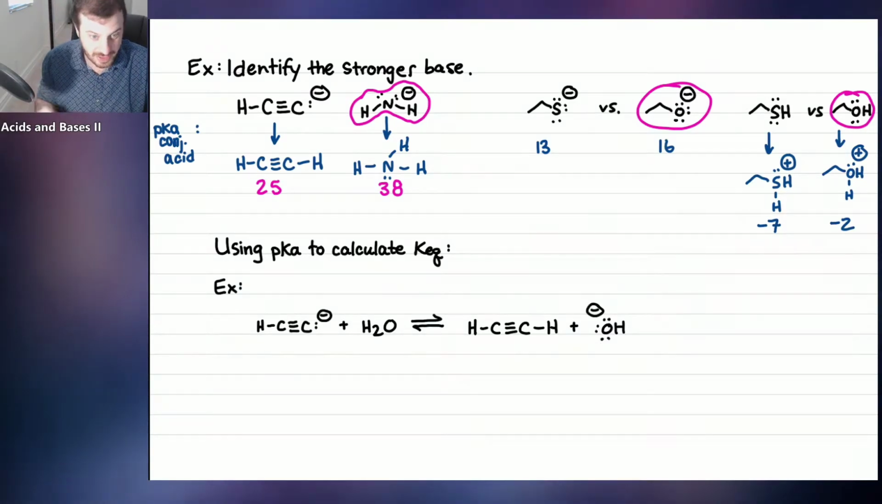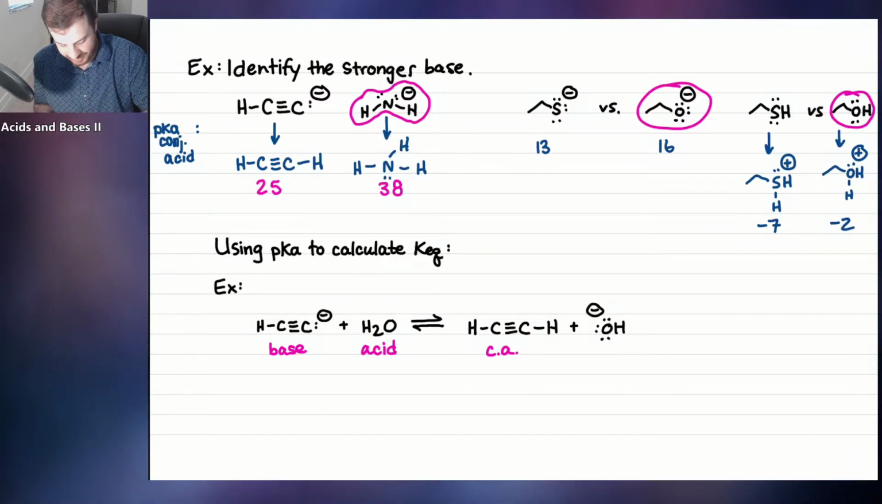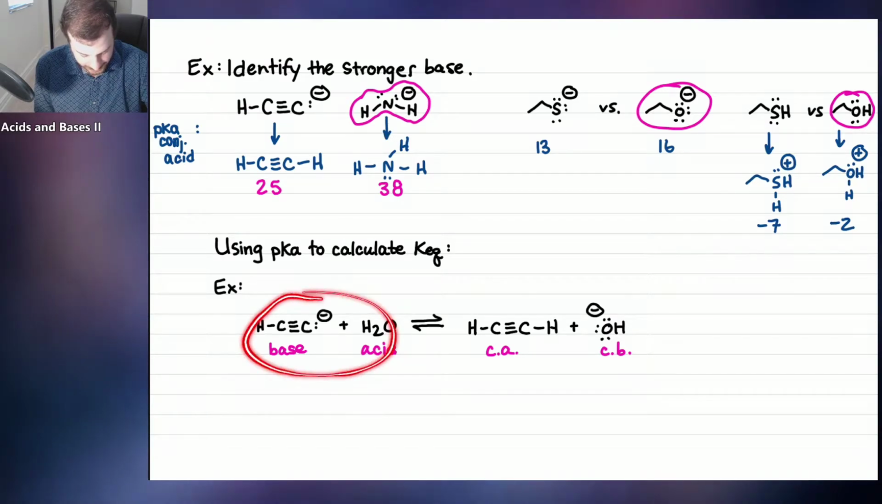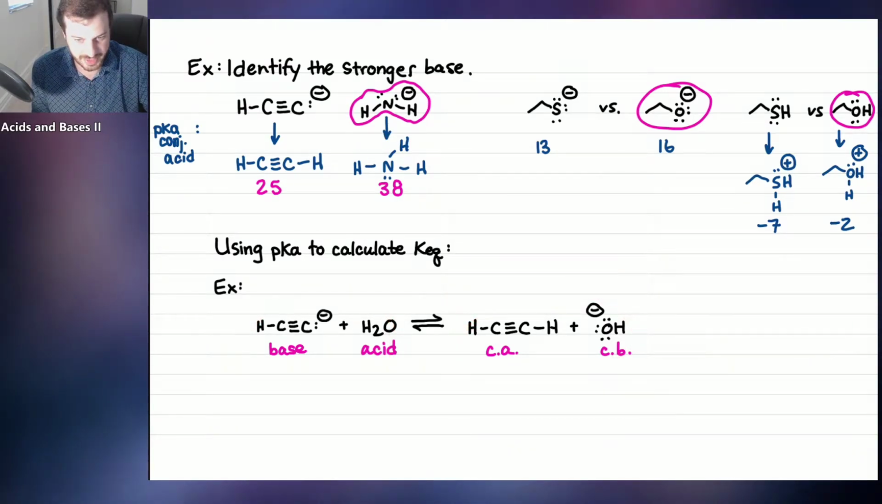Okay, now let's identify the players in this reaction. So our deprotonated alkyne is our base. Water is acting as our acid since it's giving up a proton. The base becomes the conjugate acid, and the acid becomes the conjugate base. So you've done that before in general chemistry. So what we can do is calculate something called KEQ. KEQ is going to allow us to determine how favorable this reaction is. Does the equilibrium lie on the left side, or does the equilibrium lie on the right side? How likely is this reaction to proceed in a forward direction? KEQ tells us that. It's the equilibrium constant.